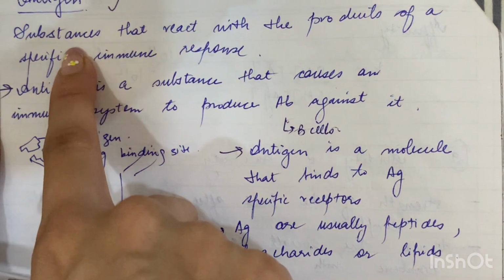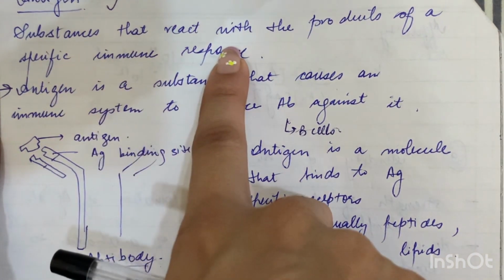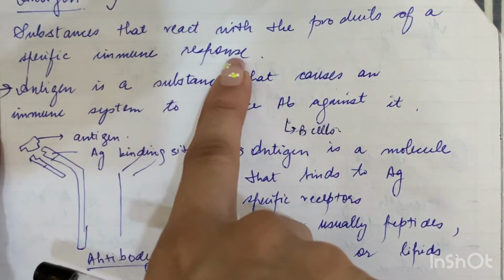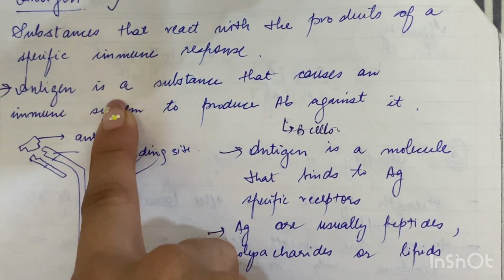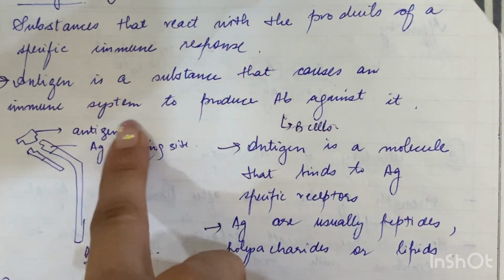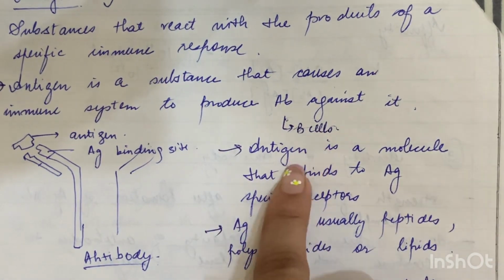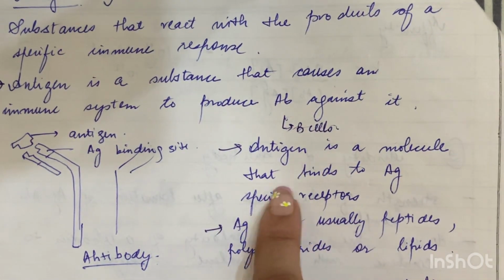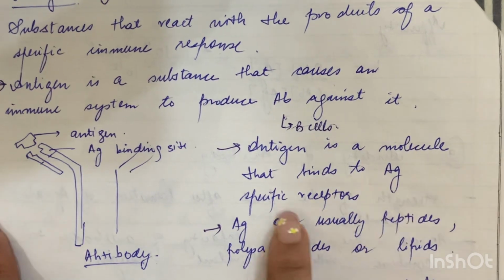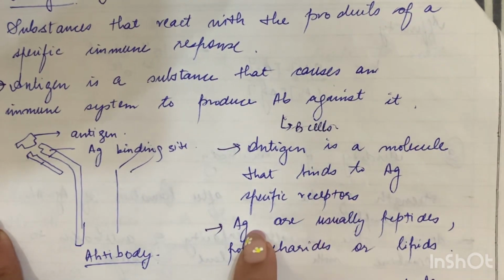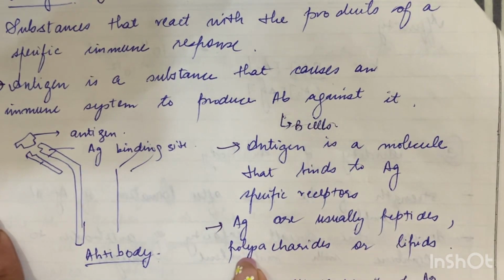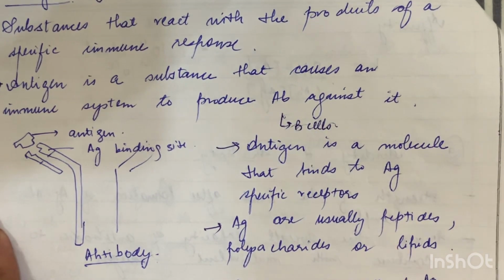So an antigen is a substance that reacts with the products of a specific immune system. That is, it is a substance that causes an immune system to produce an antibody against it. That is B cells. Antigen is a molecule that binds to antigen specific receptors. Antigens are usually peptides, polysaccharides, or lipids.